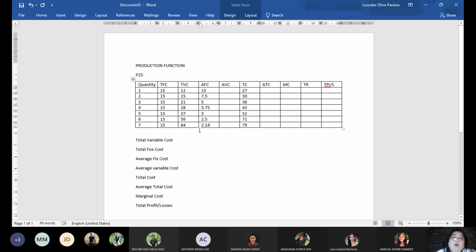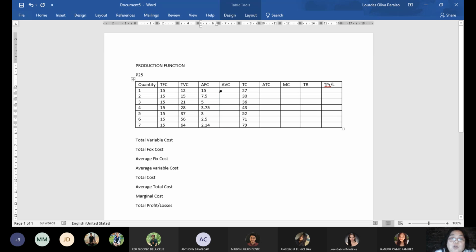Average fixed cost. What does this one mean? Okay. If you are going to produce 7 pairs, ang average fixed cost mo na lang ay 2.14. Nakuha nyo ba? So, ibig sabihin, pag marami kang pinoproduce, since fixed cost mo ay pare-pareho whether you produce 1 or 100, paliit ng paliit yan. Hanggang wala ng value ang total fixed cost kasi na-absorb na siya ng dami ng pinroduce mo.